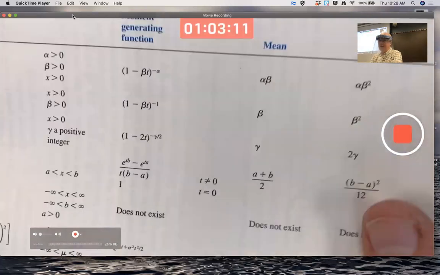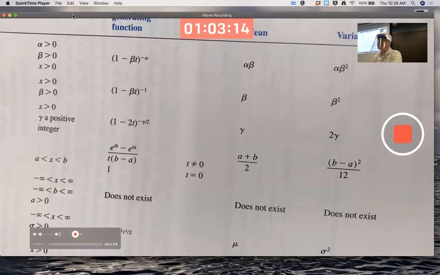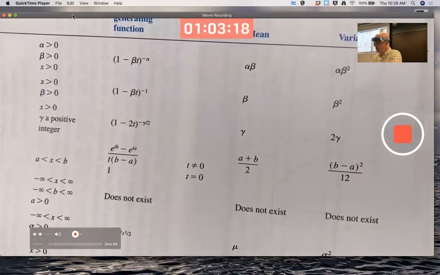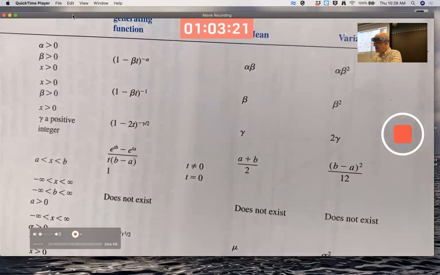Don't forget about the means and variances being over in this spot over here, as well as on the previous table. They depend on the parameters in fairly simple ways. That's nice.